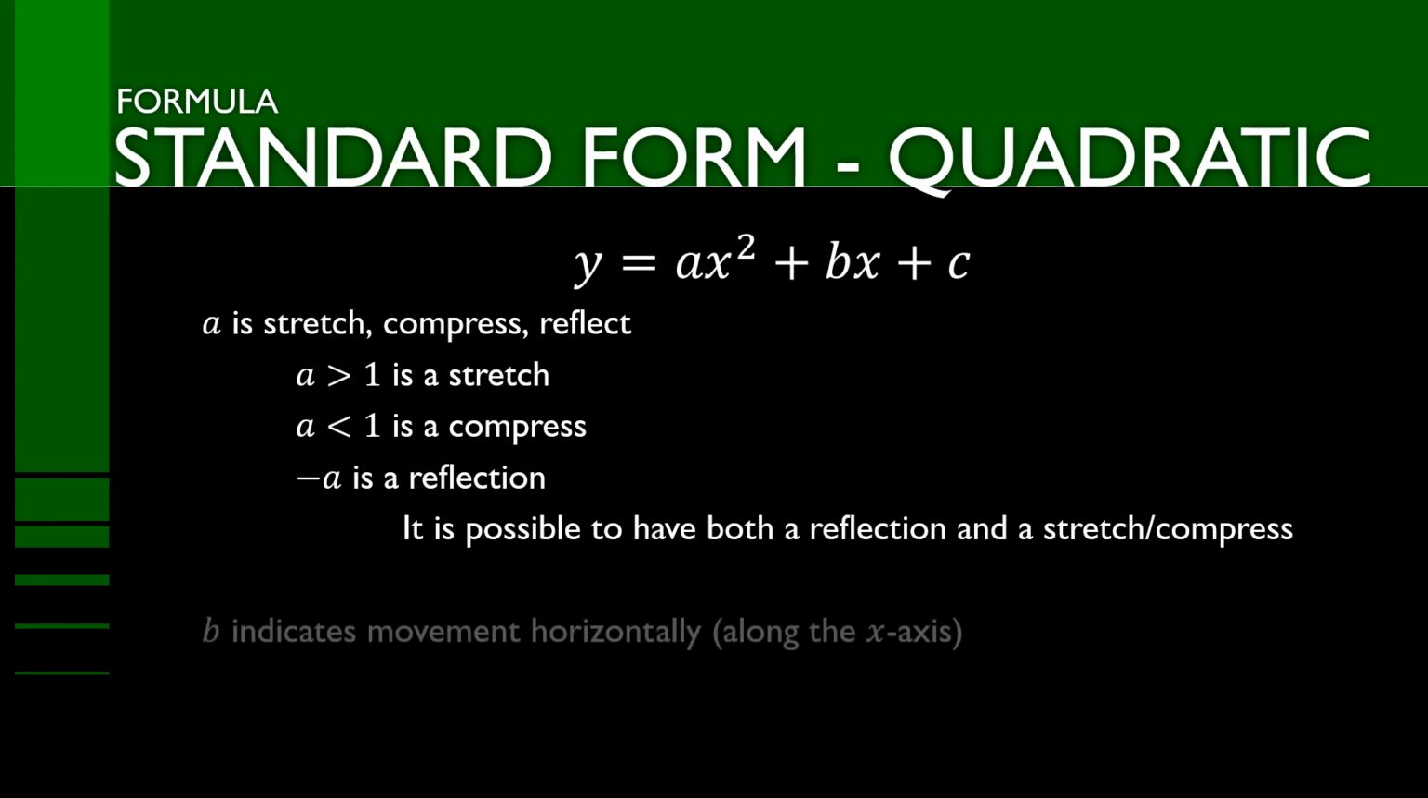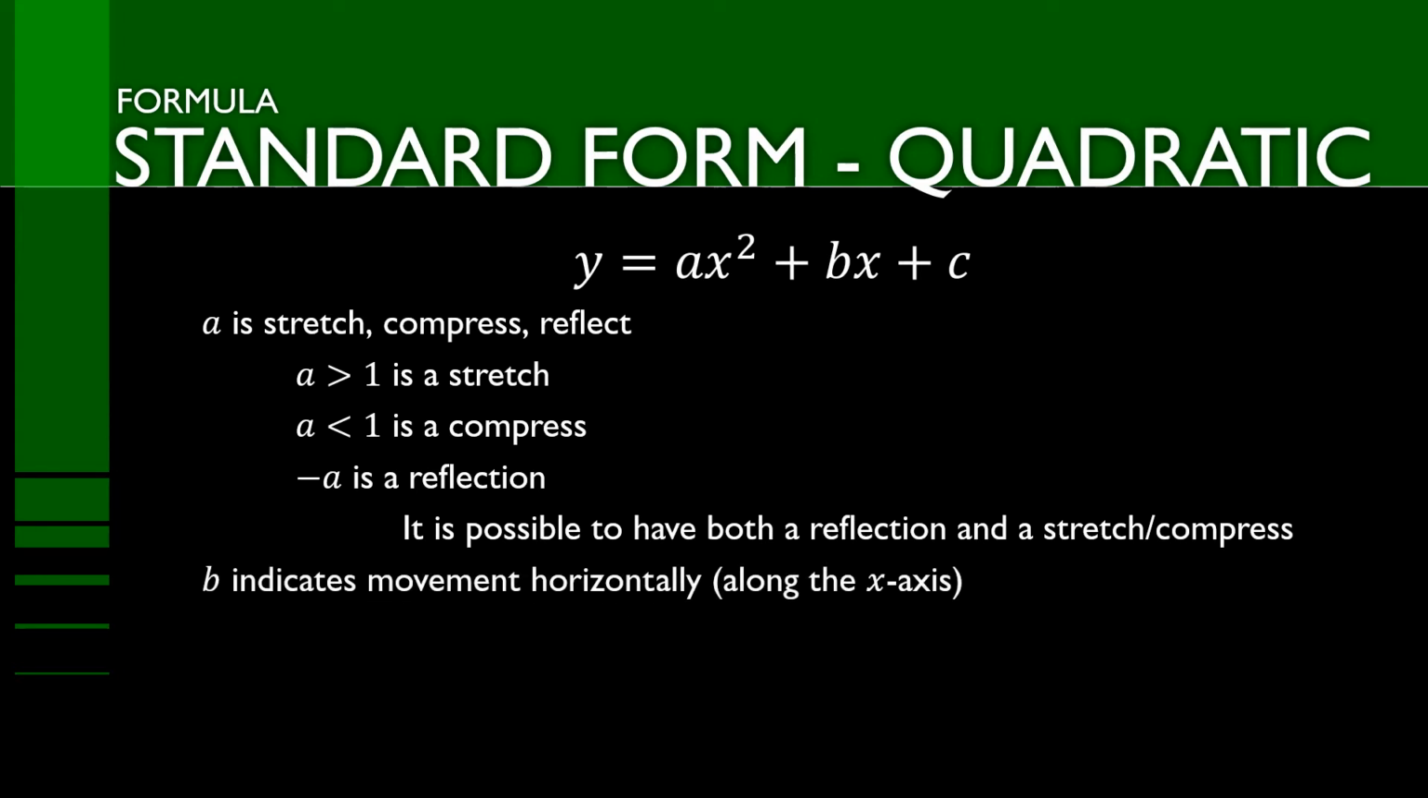Now, b indicates that we're going to have movement horizontally along the x-axis. So it's going to move either left or right based on what that number is. Then c is always going to be the y-intercept. So we will always know at least one value heading into our graphing.